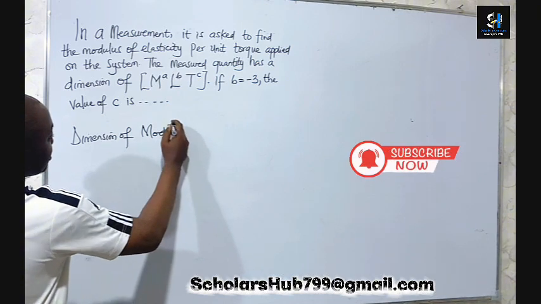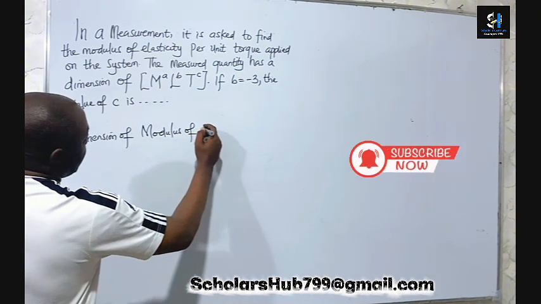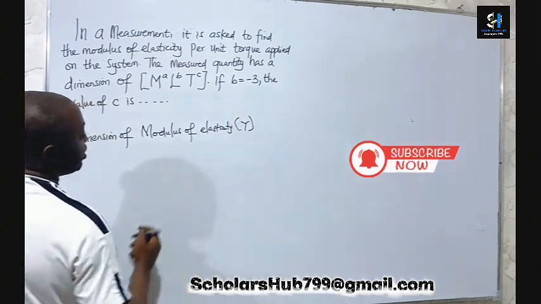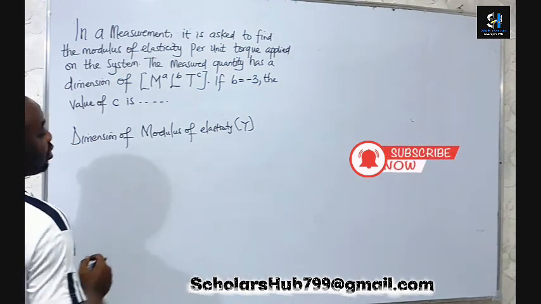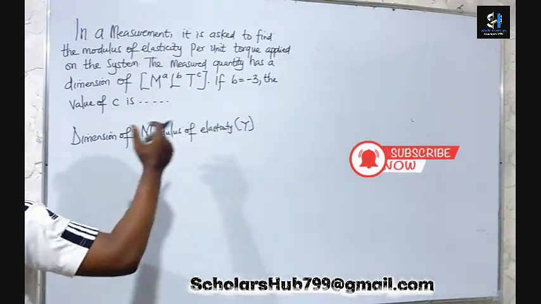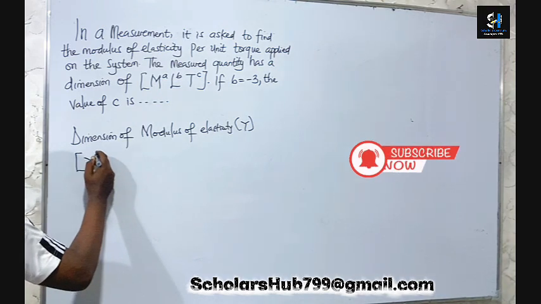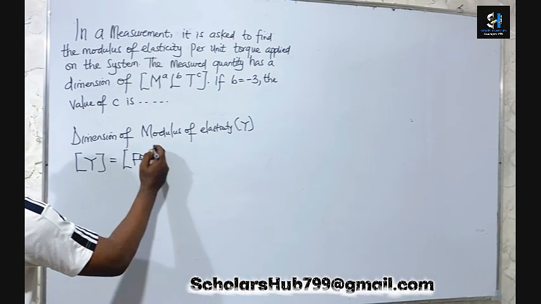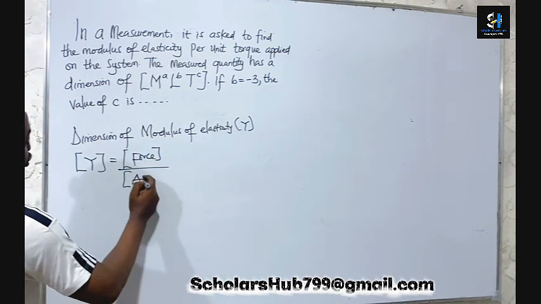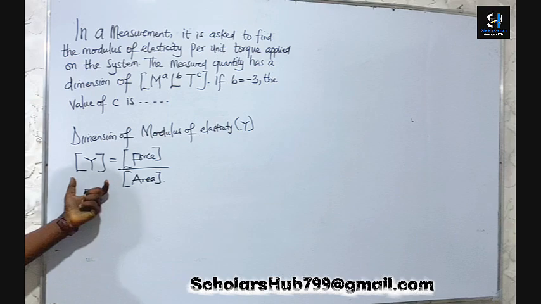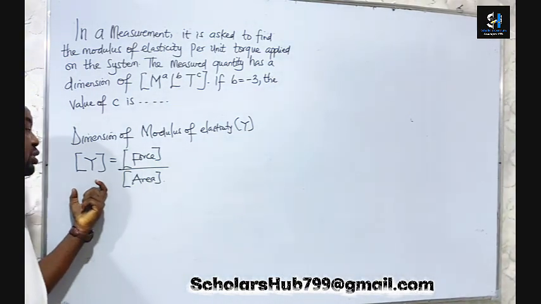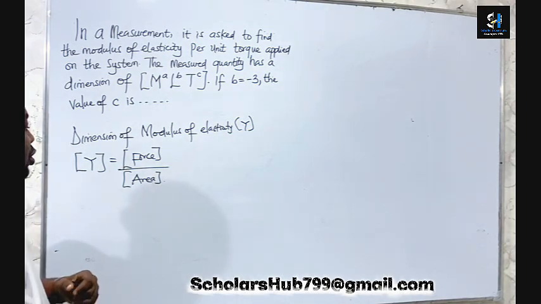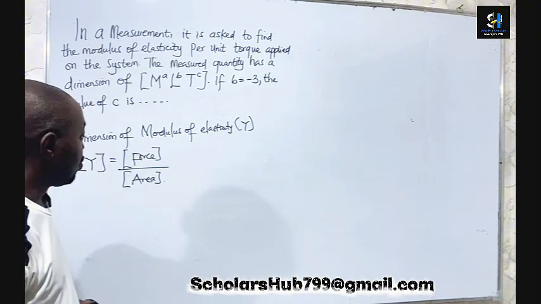So first we need to write the dimension of modulus of elasticity. Modulus of elasticity can be denoted with the letter Y, or we can use E. The dimension of modulus of elasticity will be the dimension of force divided by the dimension of area, because the unit of modulus of elasticity is Newton per square meter, which is also equal to 1 Pascal.